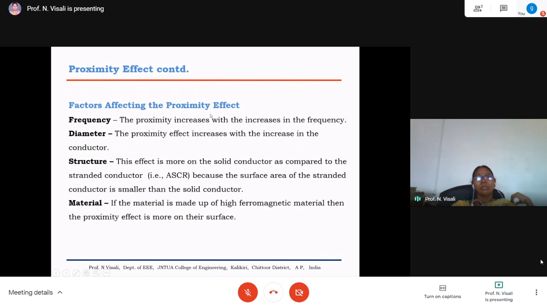What are the factors affecting this proximity effect? Frequency: the proximity effect increases with the increase in frequency. Diameter: the proximity effect increases with the increase in conductor diameter. Then structure: this effect is more on the solid conductor compared to the stranded conductor, because the surface area of the stranded conductor is smaller than the solid conductor. Because ACSR is made of multiple conductors.